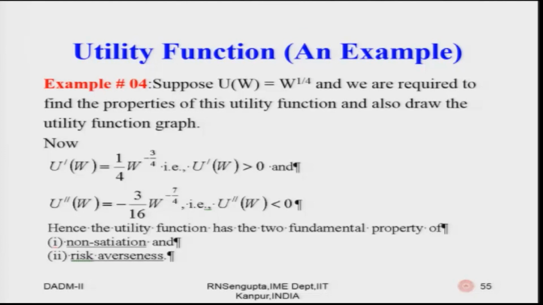The main question is whether that increase in the u prime value is happening at an increasing rate, a constant rate, or a decreasing rate. Based on that, we can comment whether the person loves risk, is indifferent to risk, or hates risk. Now, we find out u double prime. The u double prime value comes out with the minus sign, minus 3/16 w to the power minus 7/4. So, 3/16 is positive, w to the power minus 7/4 is also positive, so overall it is negative. Hence, the utility function has the two fundamental properties of non-satiation and risk aversion.